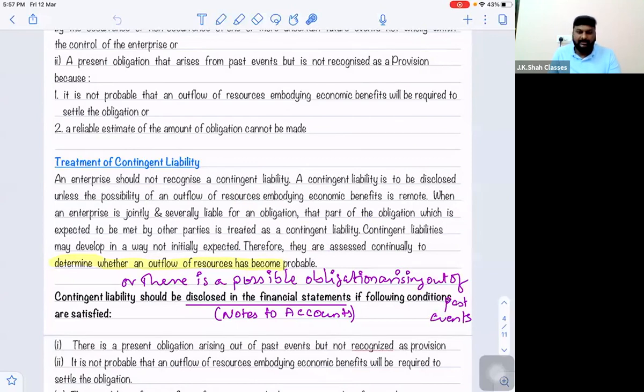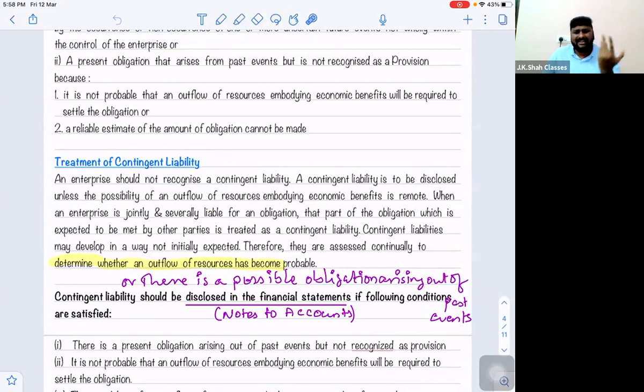Because, Mr. B, because end of the day, Z is the main supplier who has supplied inferior quality of goods. So Z gave to A, gave to B. So technically, A and Z both are jointly liable. So that part of the obligation, which is expected to be met by the other party, is a contingent liability for us. Why? Because if that party doesn't give, who will give? Sir, we have to pay from our pocket. So that is always shown as a contingent liability, right? In the notes to accounts.